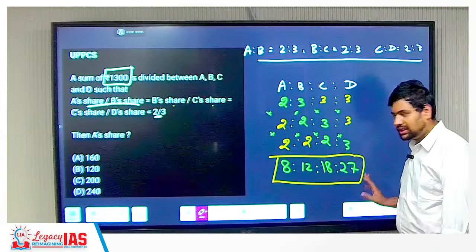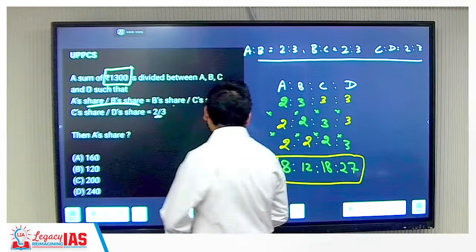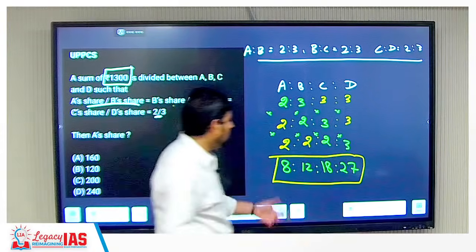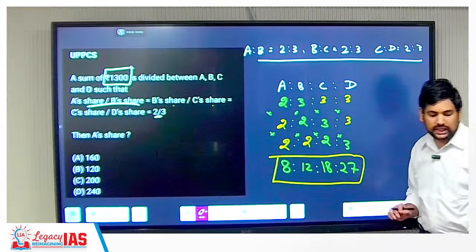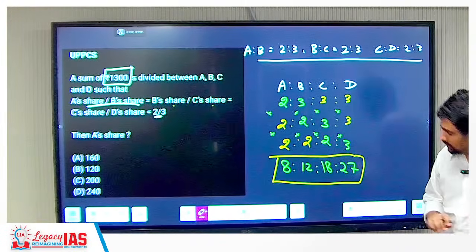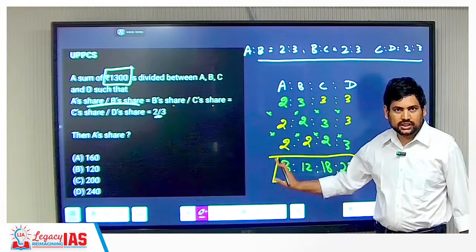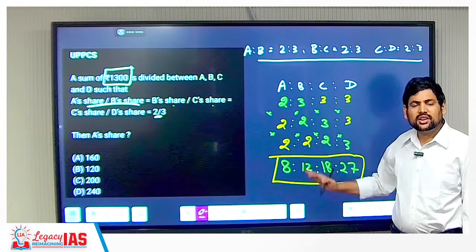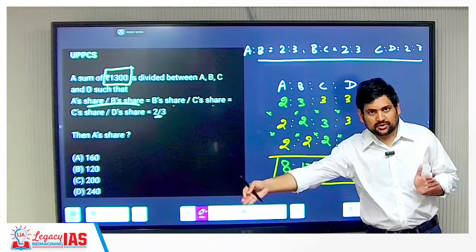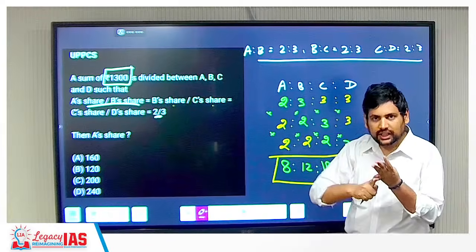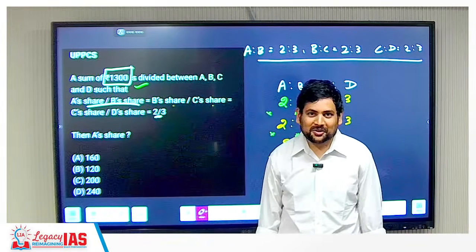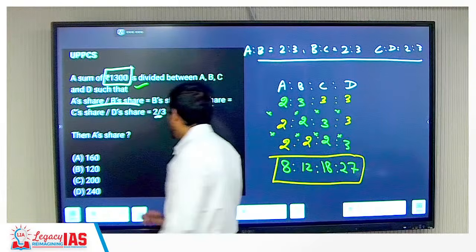Okay, so you got this value. Now this is the combined ratio. Now hear carefully. So, yes, Dheeraj. If this whole thing that you see, that is A plus B plus C plus D, the sum of ratio points of A, B, C and D, will be equivalent to what? It will be equivalent to 1300 rupees. Do you understand this? Correct.